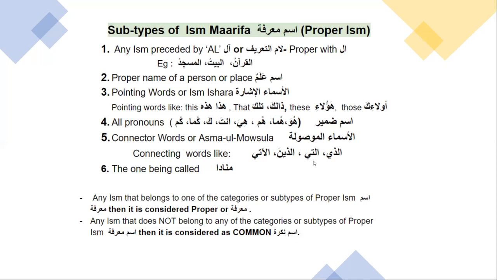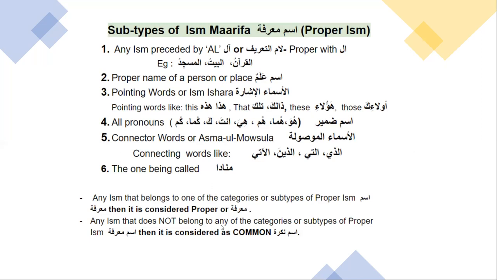So when we are doing our exercise, or we study Quran and we see any word: if it is a pointing word, then it's ism marfa. If it's a pronoun, then it's ism marfa. If we see allazi, allati, a connector word, then it's again ism marfa. And all those who are being called, munada, are also ism marfa, and any particular name of a person or place is also ism marfa, right? And all ism that start with al are ism marfa.